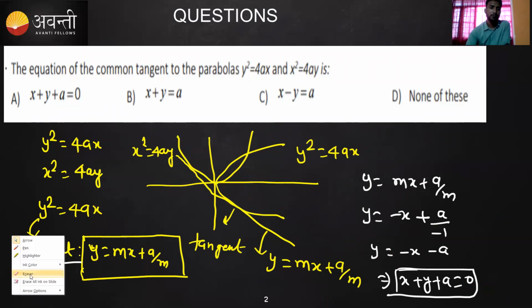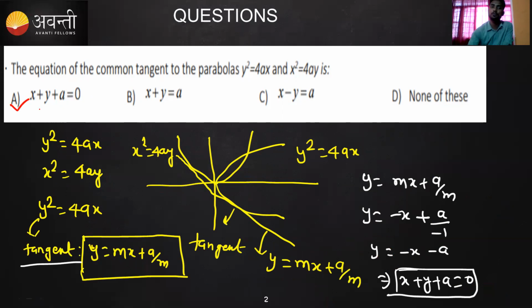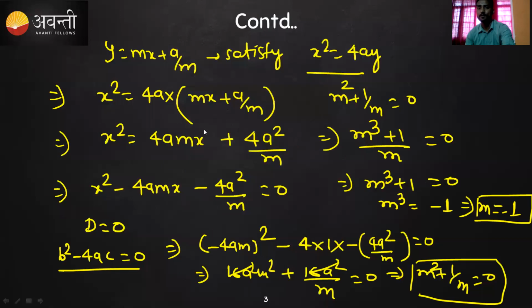Just put this value in the main tangent equation, and you will get the answer. So from the options, what will be the correct answer? It will be x plus y plus a is equal to 0. So a will be the correct answer. I hope everyone has understood the thing that I tried to explain. So without any further delay, we will move into the next question.